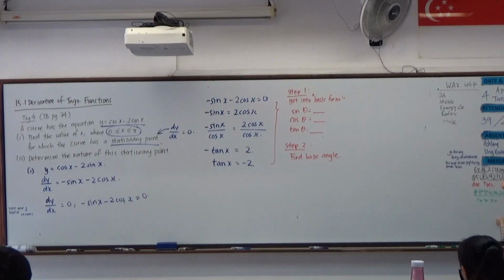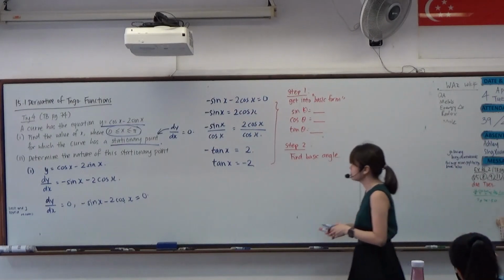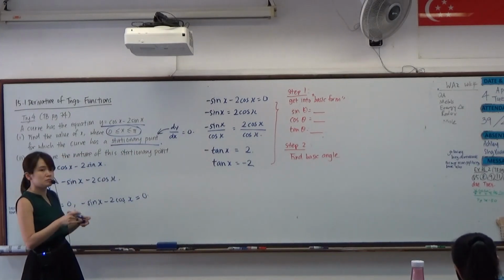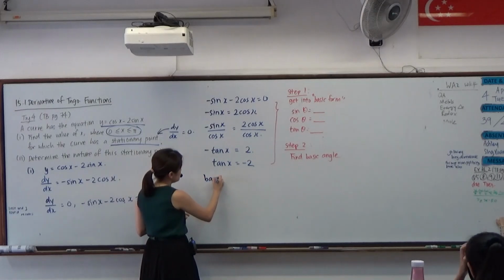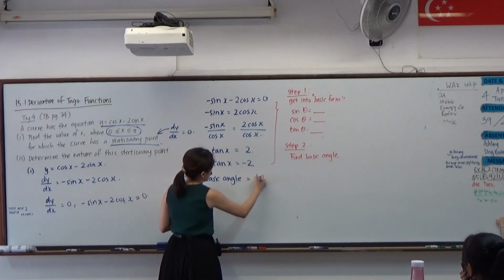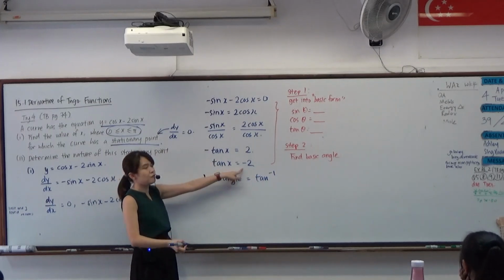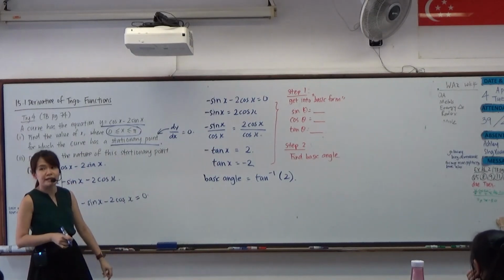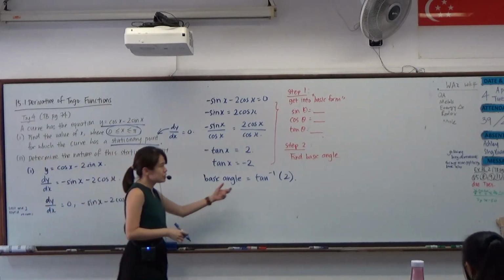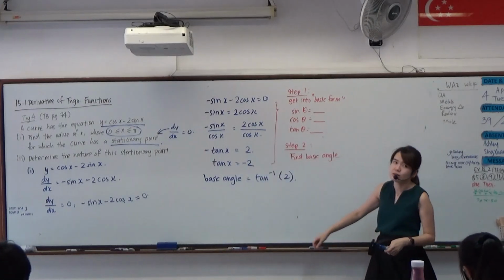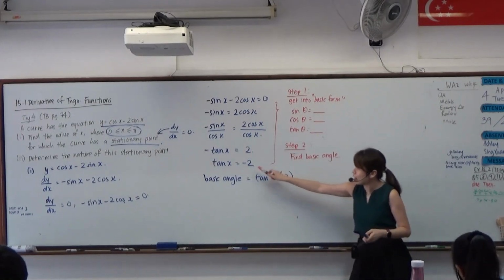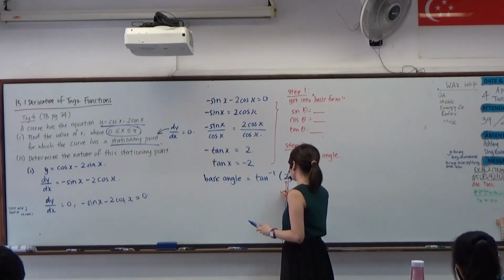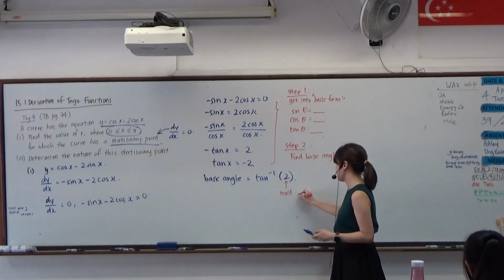So that's our trigo recap. Then we go into step 2, we need to find the basic angle. To find your basic angle, we do tangent inverse in this case of what? Of positive 2. We don't find the tangent inverse of negative 2. Why? Because for the trigo function of a basic angle, basic angles are acute, so your value will always be positive. To find the basic angle, we must always take the positive value.